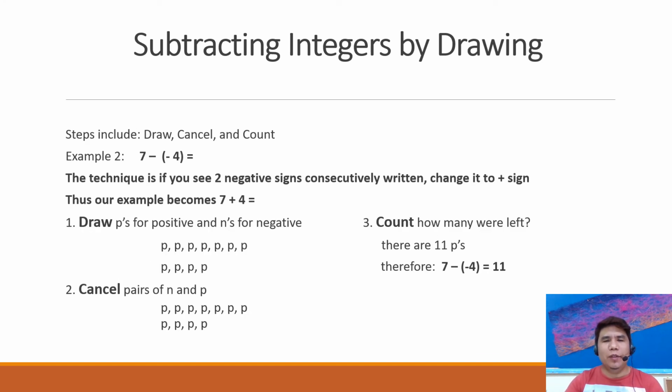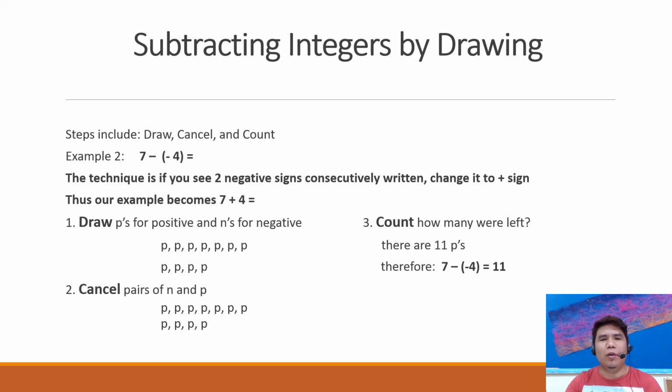Here's another example. The minuend is positive, and it says here 7 minus negative 4. Right, 7 minus negative 4. So you see there's an inclusion of parentheses because two signs are consecutively written. So the technique, if the given is like that, is if you see the two negative signs consecutively written, change it to a plus sign. All right, the two negatives must be changed to a plus sign. Thus, our example becomes 7 plus 4. Instead of 7 minus the negative 4, it will become 7 plus 4. In that way, we are adding already.